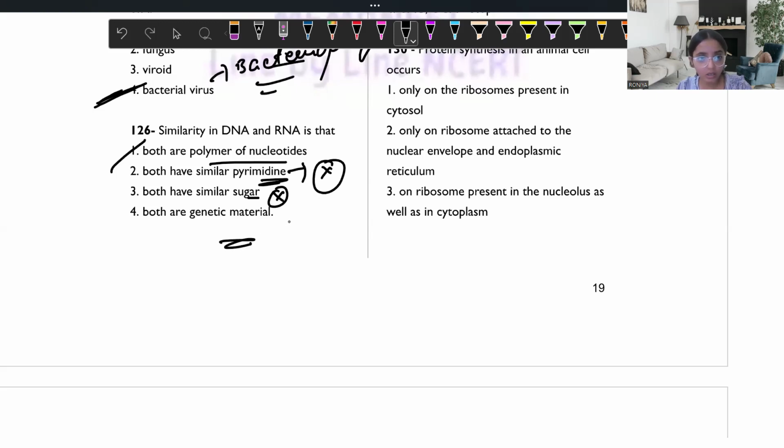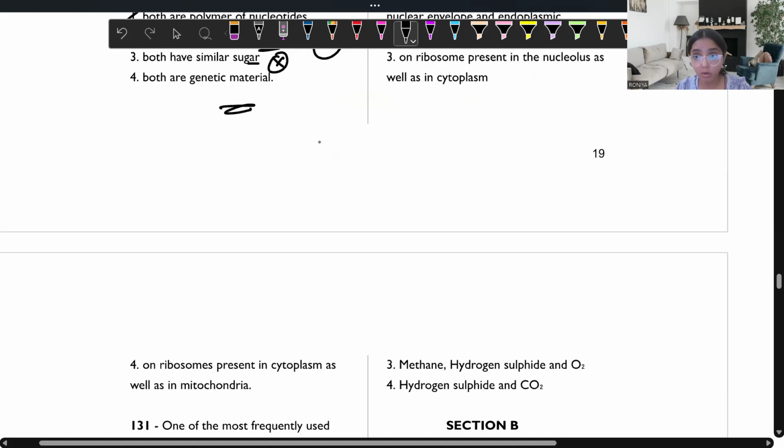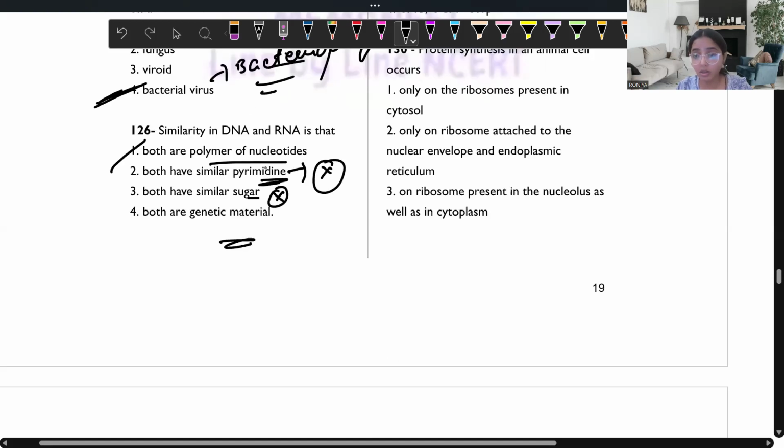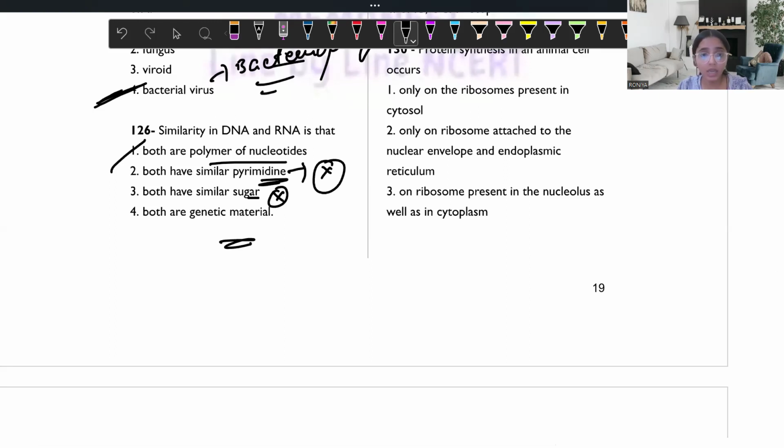Both are genetic material? Are both genetic materials? Come on. Is RNA transferred from one parent to children? No, right? Can RNA be transferred from parent to children? No. So that's also understood. The answer to question 126 is option number 1.